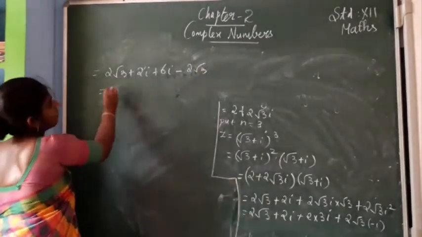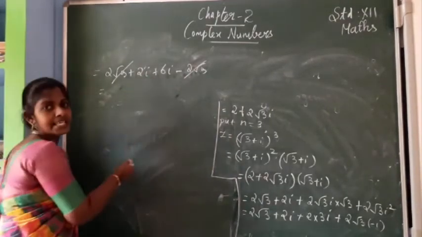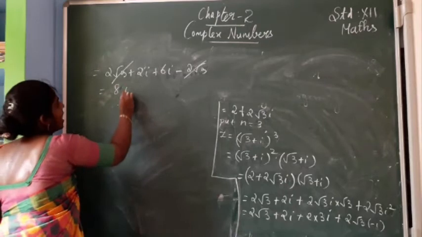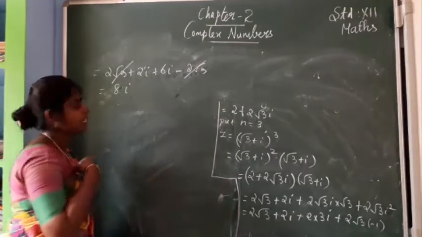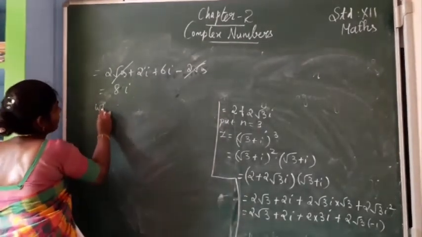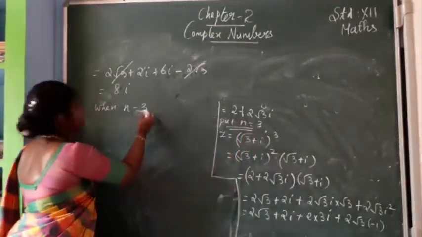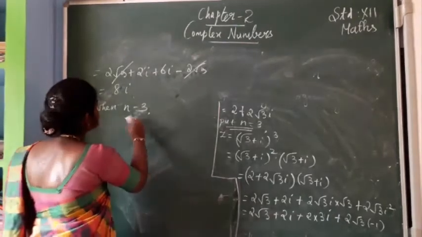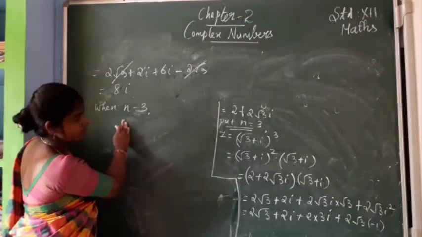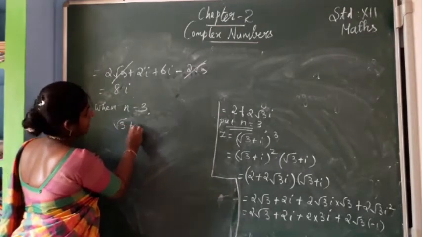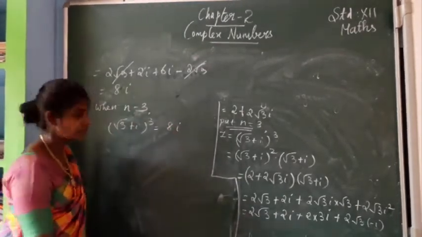That's equal to 2 root 3 plus 2i plus 6i minus 2 root 3. The 2 root 3 terms cancel. So 2i plus 6i, the value is 8i. This is purely imaginary, having only the imaginary part. So when n equal to 3, you will get a purely imaginary value. That is, (root 3 plus i) the whole cube is equal to 8i.